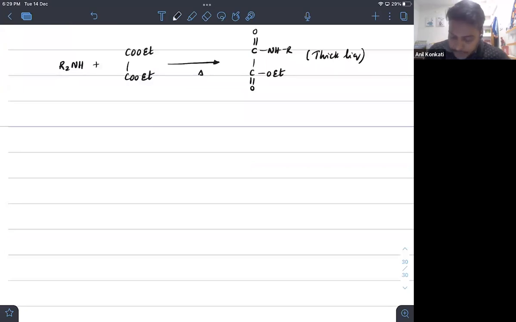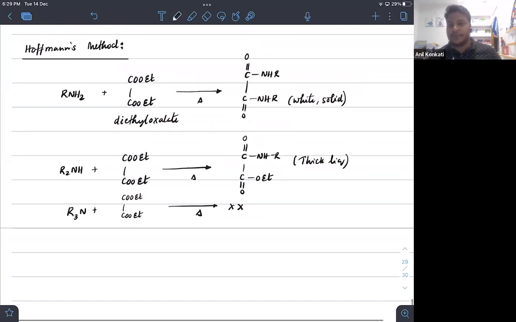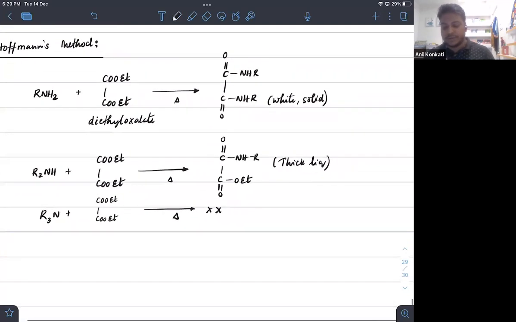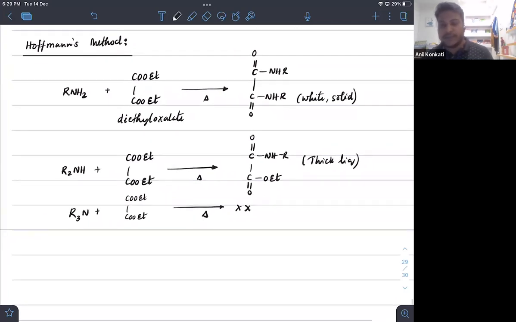If it is a tertiary amine, R3N plus this ethyl oxalate, then it has been identified that there is no reaction happening. So it will remain the same solution, and there is no thickness which will come into the solution. Hence, we can predict that this is a 3 degree amine.